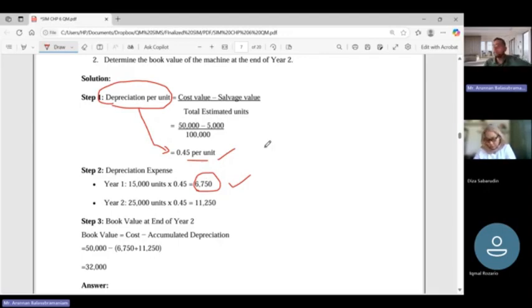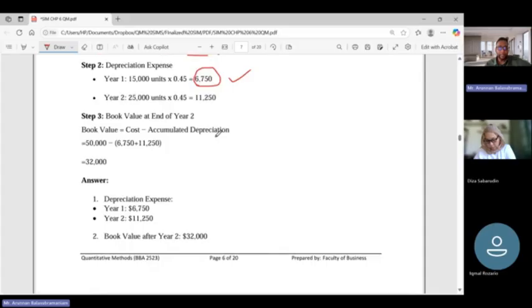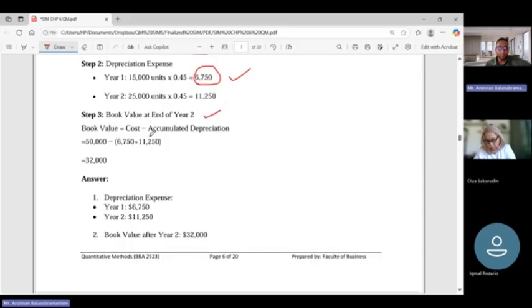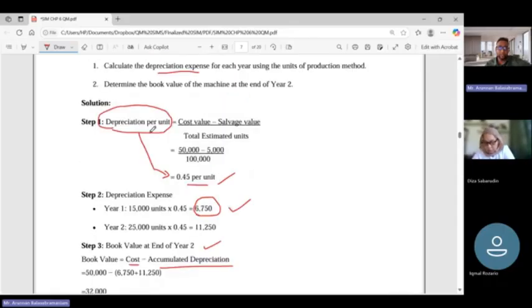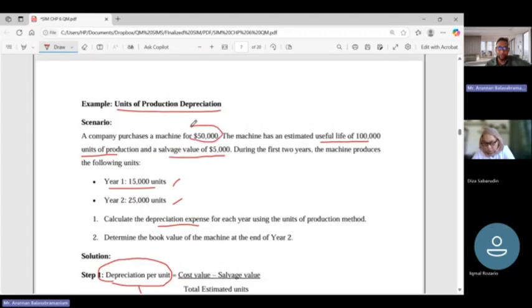For the second year, you take the 25,000 times the same depreciation per unit. So for 0.45, you'll be getting about 11,250. Finally, you can calculate the book value at the end of year 2. The book value at the end of year 2 is the cost minus the accumulated depreciation. Your cost is about 50,000. From the question here, you can see the machine cost about 50,000.